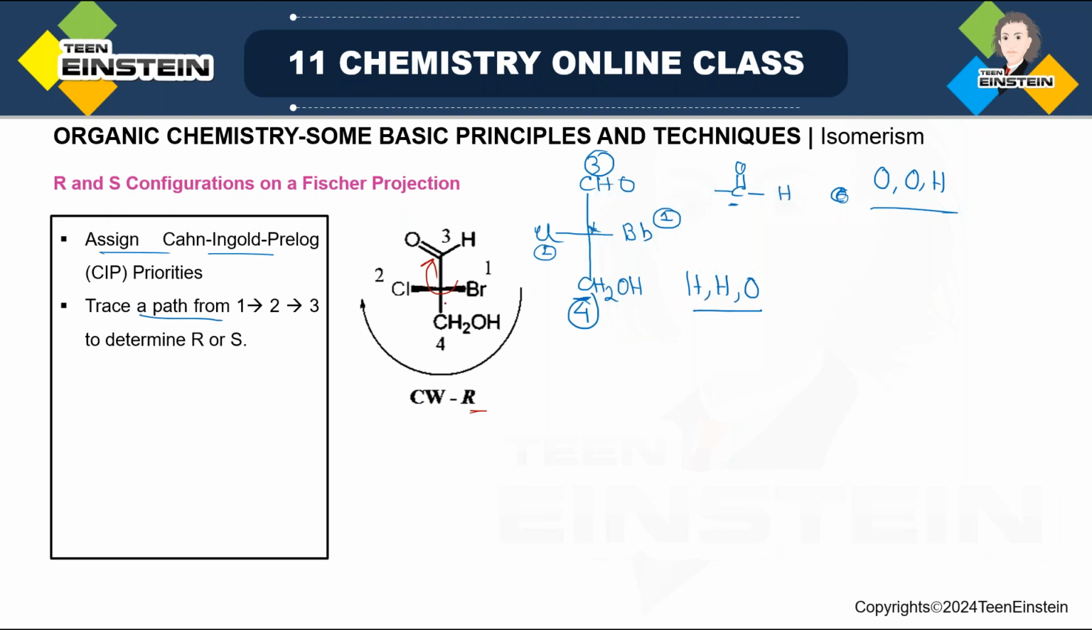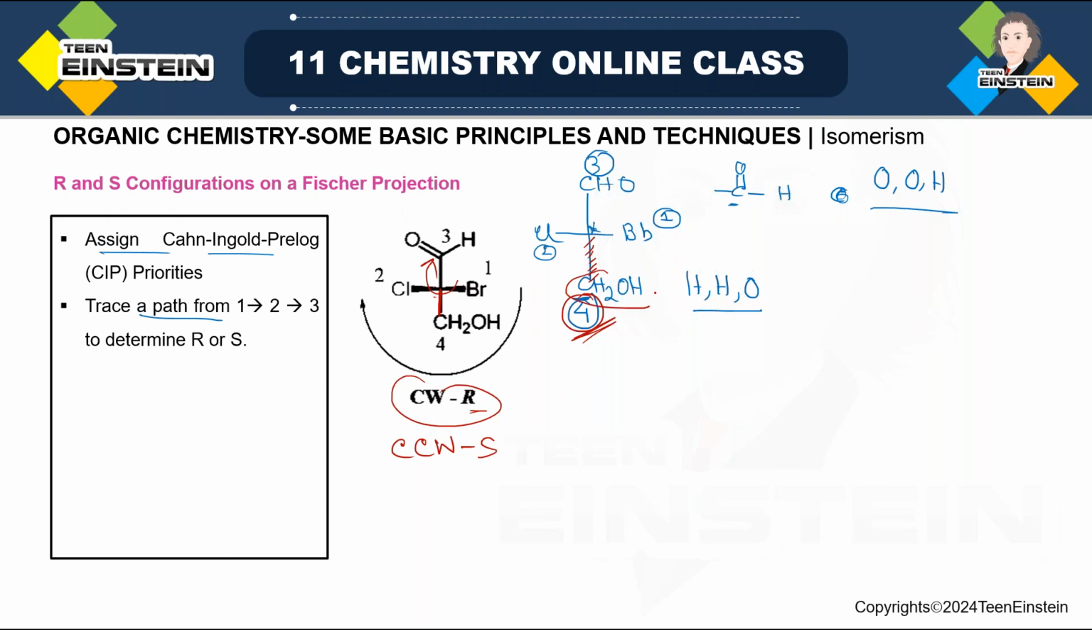The actual reason is we know this vertical bond is away from us, and we know when the least priority group is away from us, then simply movement 1 to 2 to 3 clockwise will give you R, and if it is counterclockwise, then it will give you S. Here the rules are the same because the least priority group is already in the vertical bond. That means it is already away from us. So you don't have to change the rules.